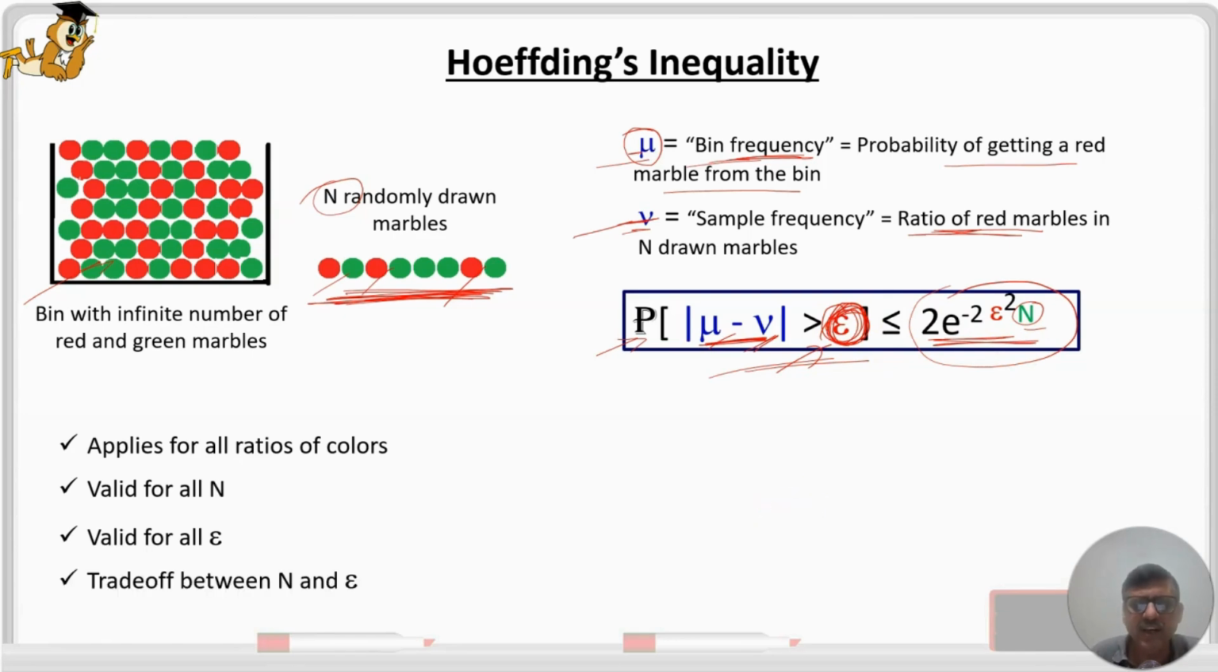And finally, there is a trade-off between n and epsilon, right? So if you increase epsilon, you can reduce n for the same probability bound and vice versa. Let me take a few numerical examples just to make this point. If I choose epsilon equal to 0.25 and specify that the probability should be less than 0.3, in other words, this thing should be less than 0.3, you get n equal to 15. So if you equate this to 0.3 and substitute epsilon equal to 0.25, you get n equal to 15.